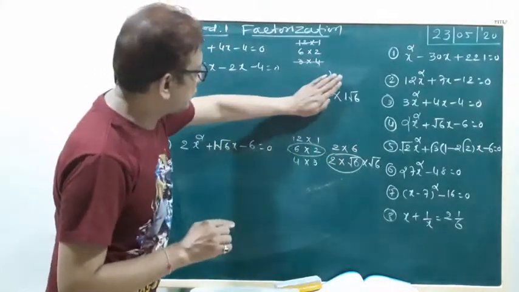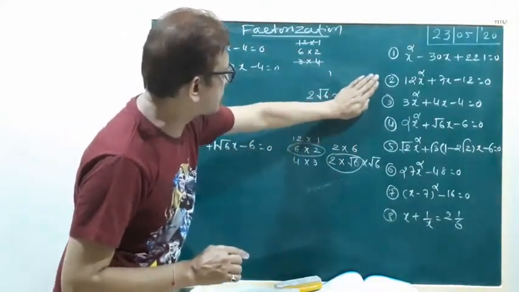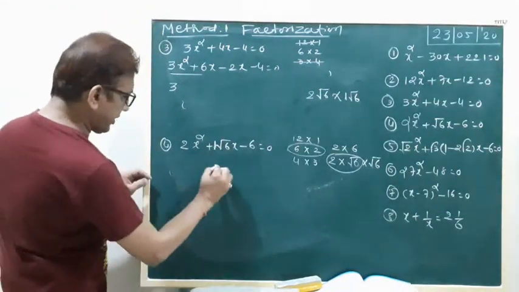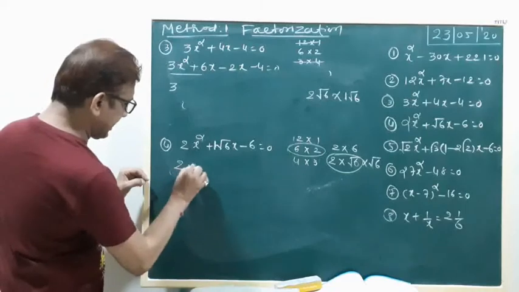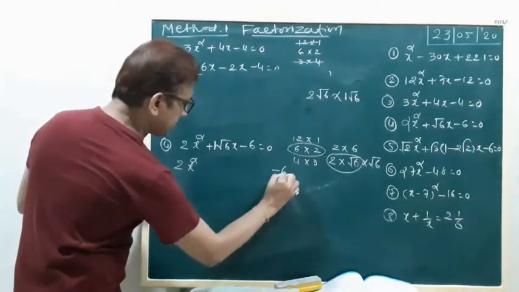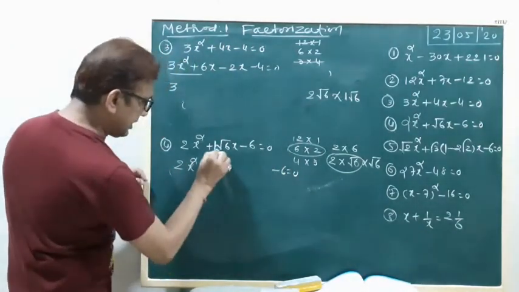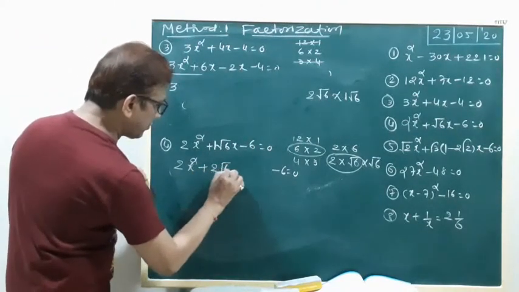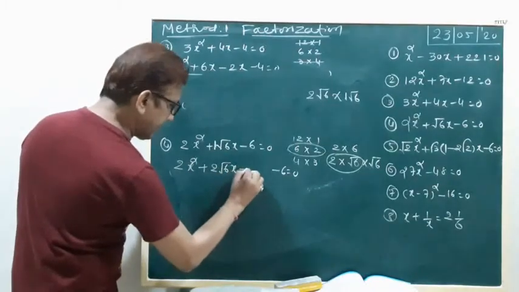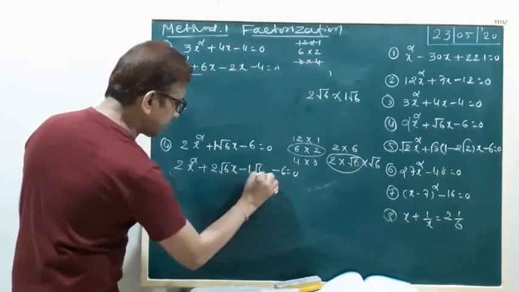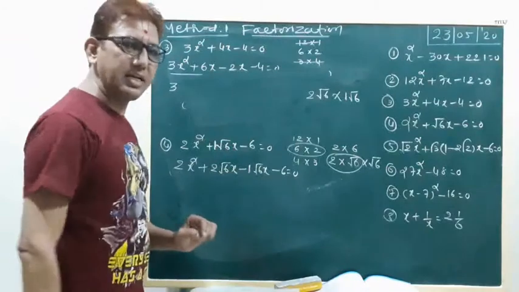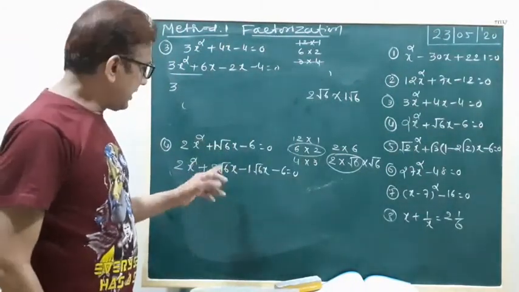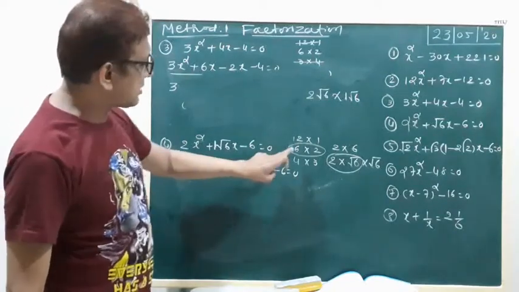Clear? 2 root 6 minus 1 root 6, 2 minus 1 is positive answer. Okay? Look here. First term is as it is. Last term also as it is. Here, splitting the middle term is 2 root 6x minus 1 root 6x. Is that clear? 2 minus 1, 1. Root 6 is common. Right?